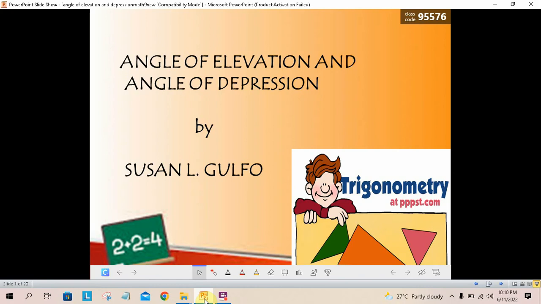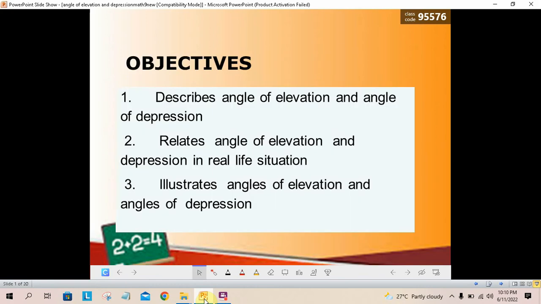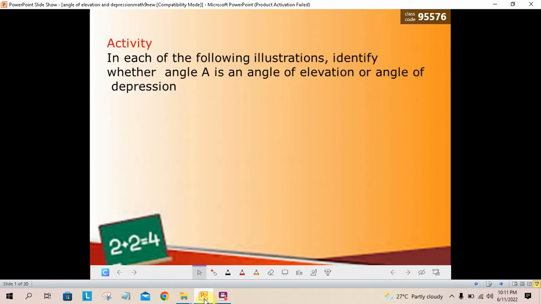The objectives for today are the following: describes angle of elevation and angle of depression, relates angle of elevation and depression in real life situation. And for number 3, this will be our performance task, illustrates angles of elevation and depression. Try to bear in mind that after viewing this video, you will be answering the performance task, and that will be your assignment. So we will have an activity for today.